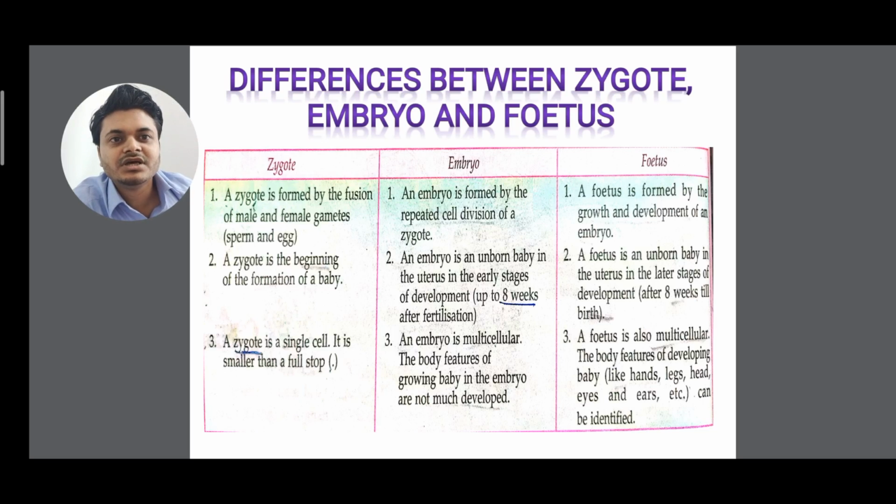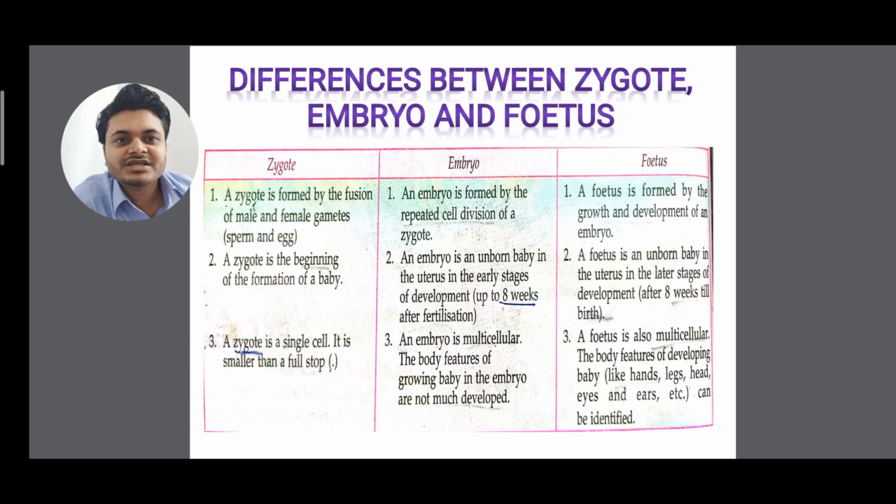See, what is zygote? A zygote is formed by the fusion of male and female gamete, that is sperm and egg. And what is embryo? An embryo is formed by the repeated cell division of zygote. Understood? When the zygote undergoes repeated cell division, it forms an embryo. Next is fetus. What is a fetus? A fetus is formed by the growth and development of an embryo. Understood? So first forms zygote, then zygote undergoes repeated cell division to form embryo, and then growth and development takes place in the embryo to form the fetus.